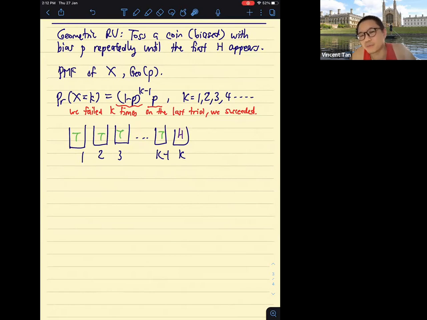Okay, why is it called geometric, right? Are you asking why we call it geometric? Yeah, let me tell you very shortly, okay? But before I tell you that, let's draw a picture, okay?